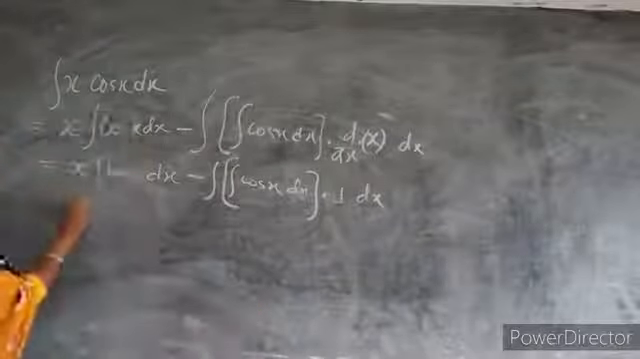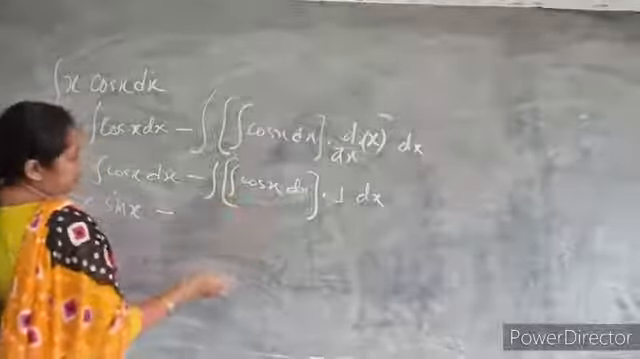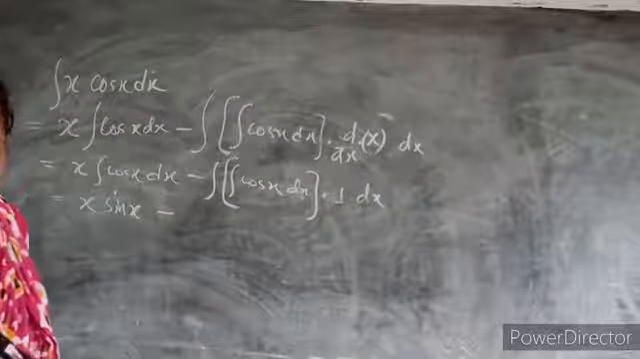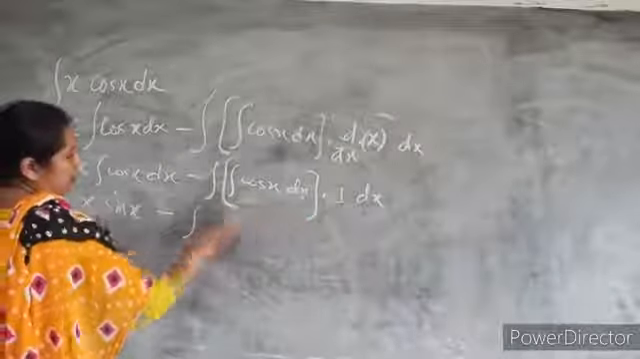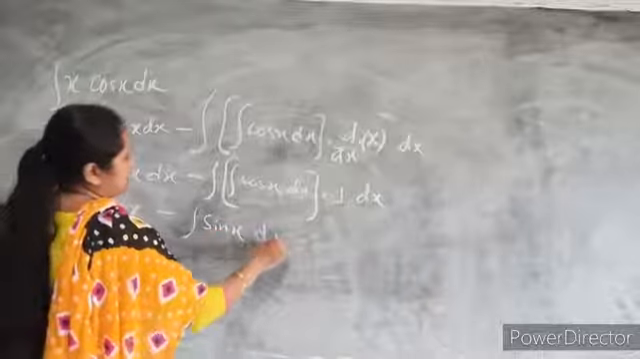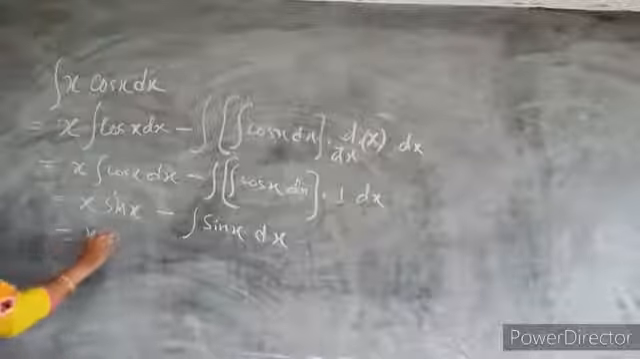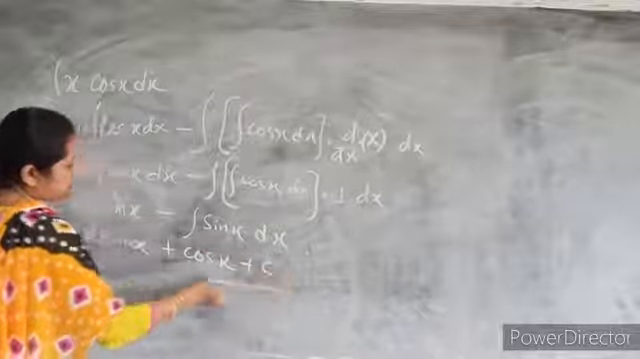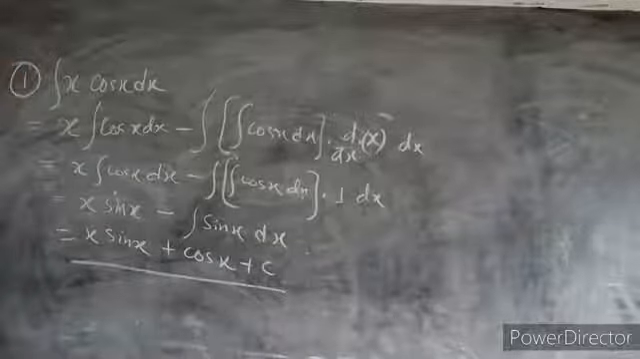So it will be a direct formula we can apply. Integration of cos x will be sin x, minus integration of sin x into dx. As we all know, integration of sin x is minus cos x, so minus minus will be cos x plus c. So this is the output of your first example sum, that is integration x into cos x dx.